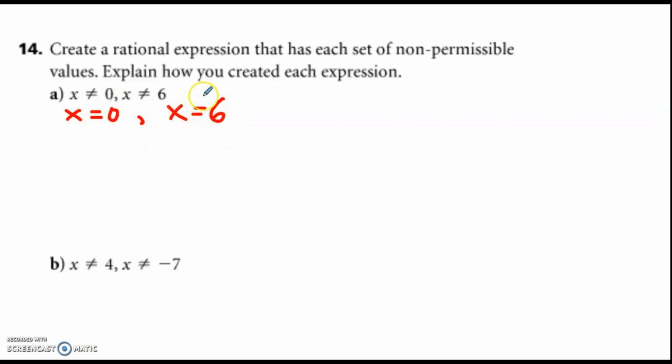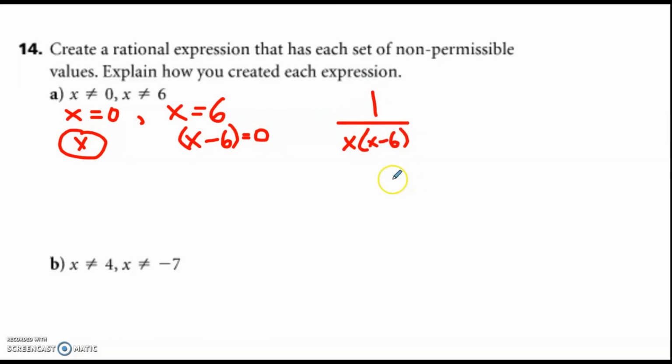Let's start with x equals 6. So if x can't equal 6, that means my binomial would have been x minus 6, right? Because when you set x minus 6 equal to 0, you get that x equals 6. So that must have been one of my binomials. If I had x equals 0, that means I must have just had an x somewhere in my original rational expression. So, a really easy way to do this would be, well, here it is. There. So this x here, when I use the zero product property, gives me x can't equal 0. The x minus 6 binomial gives me that x cannot equal 6. So that's the easiest way I can think of to do that one.